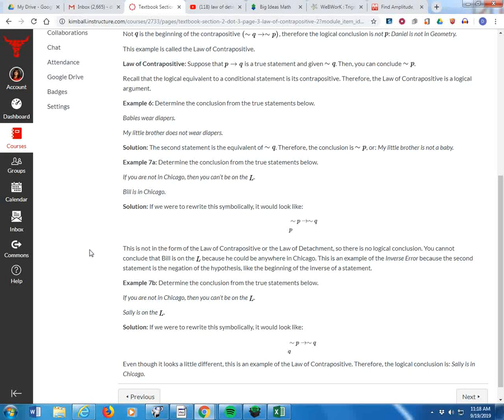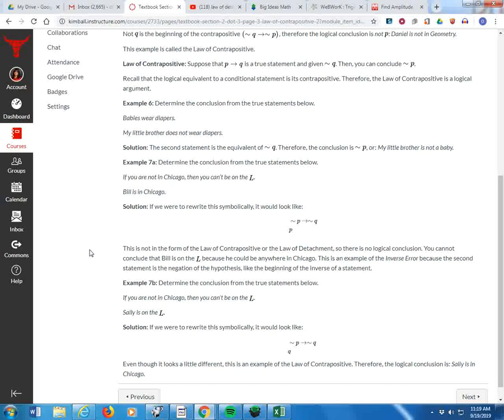Law of syllogism, you're going to have two conditional statements. If P then Q, and if Q then R. And you have to make sure that the conclusion of the first matches with the hypothesis of the second. So they cancel out. Then you can conclude if P then R. So you're going to have two conditionals with the law of syllogism.